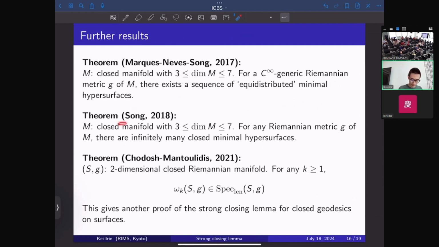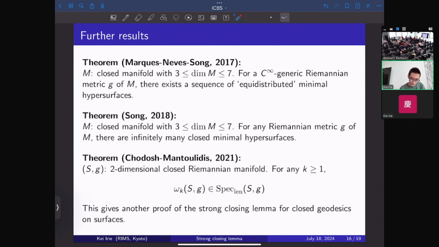The second result is due to Song, which says that for any closed manifold of dimension between 3 and 7, for any Riemannian metric, there are infinitely many closed minimal hypersurfaces. In particular, he proves Yau's conjecture in full generality.